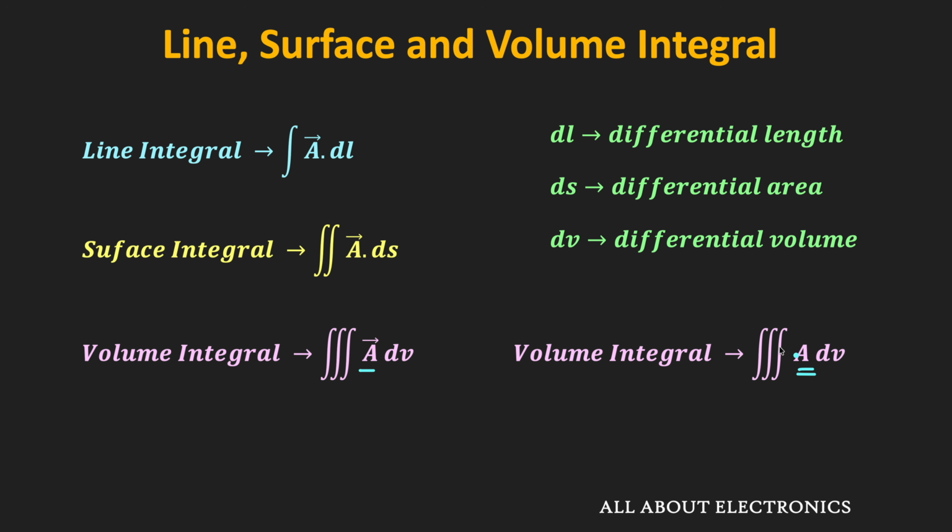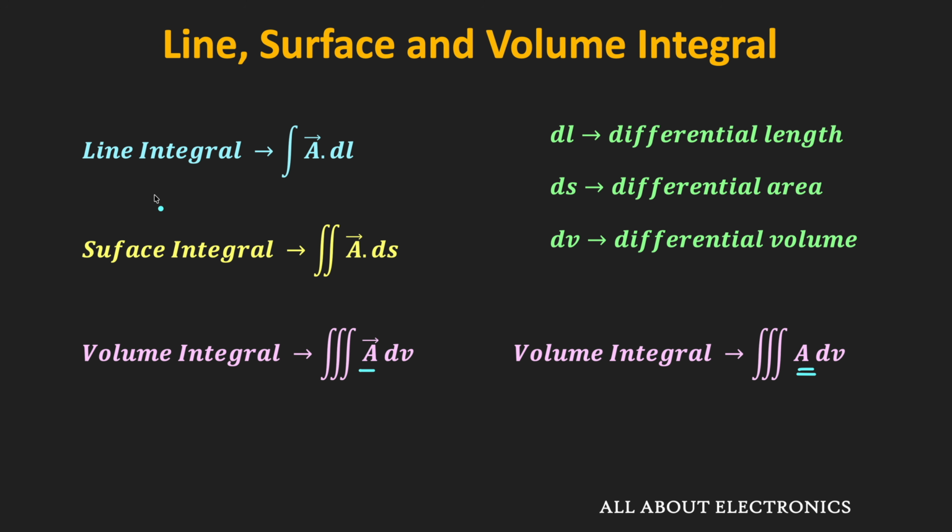In that case, as both quantities are scalar quantities, the result of the integration will be a scalar quantity. For example, if A is the volume charge density, then if we integrate it over the volume, we will get the total charge that is enclosed by the volume. And in that case, as you can see, it is a scalar quantity.